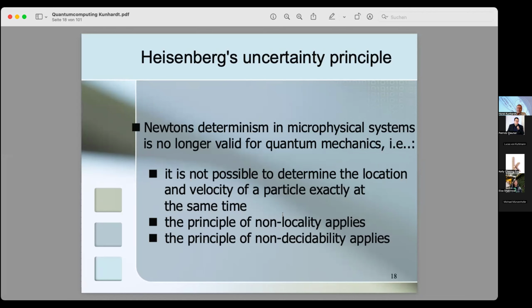And therefore, the physicists and philosophers had problems in understanding the consequences of that rule.